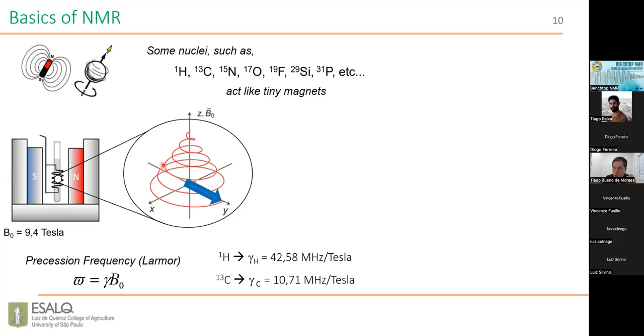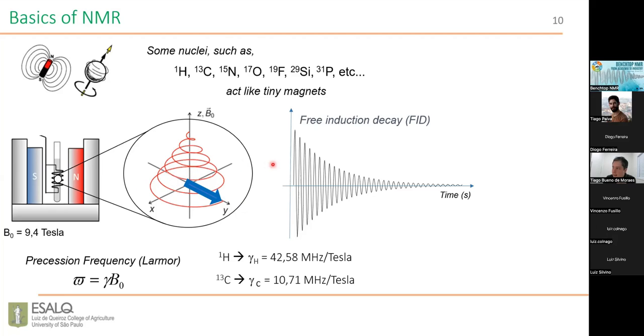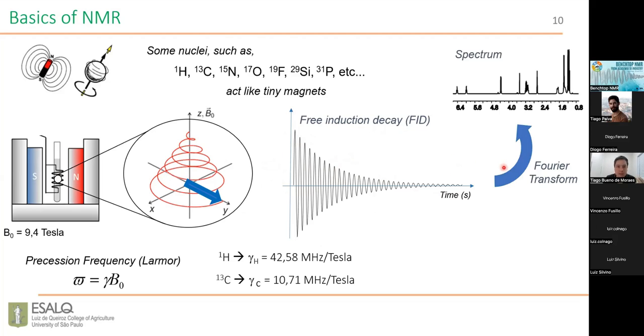So what we see is that the total magnetization will precess in this way, and the NMR signal is what we detect in our probe and digitalize, a signal that decays in time until 0. This is called the free induction decay, and processing the signal with a mathematical method named Fourier transform, we obtain the spectrum in the frequency domain.